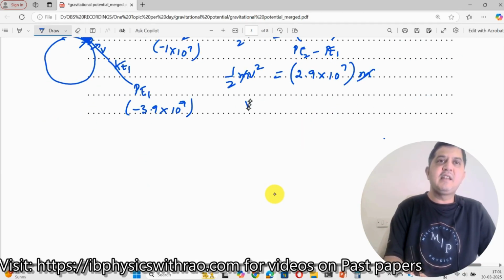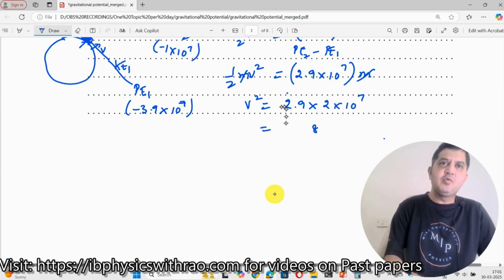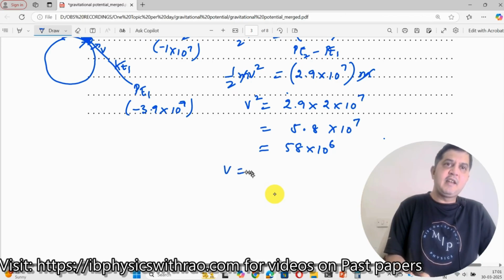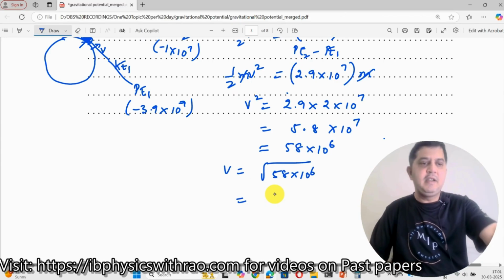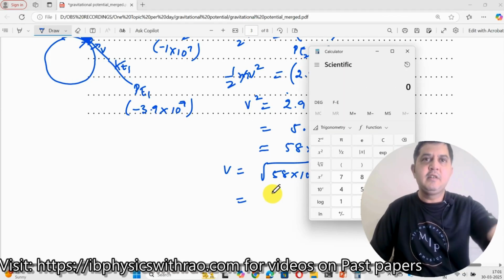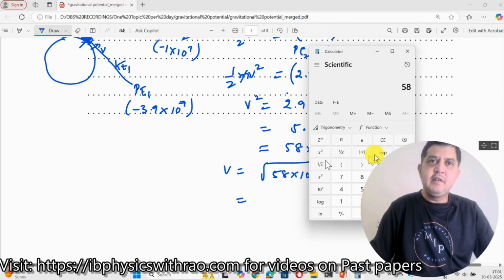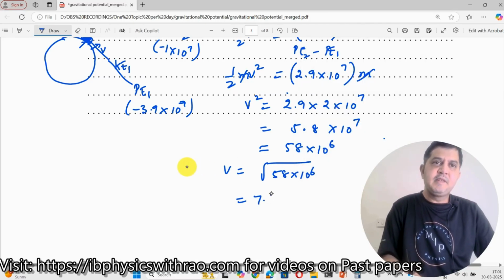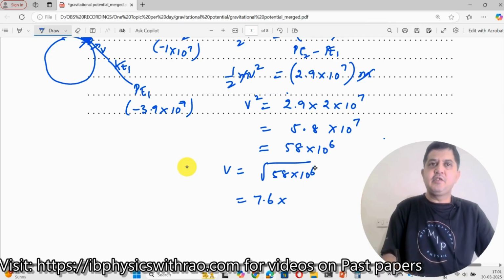So I'll write v squared is equal to 2.9 × 2 × 10^7, which is 5.8 × 10^7, nearly 58 × 10^6. So v is equal to the square root of 58 × 10^6. The square root of 58 is 7.61, so v is 7.6 × 10^3 meters per second.